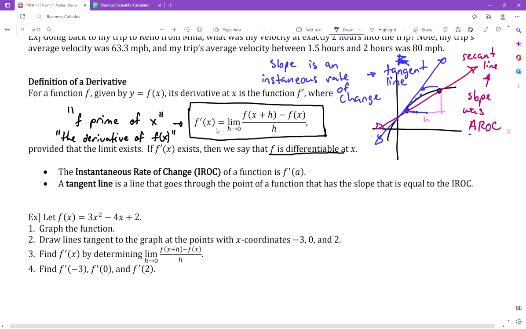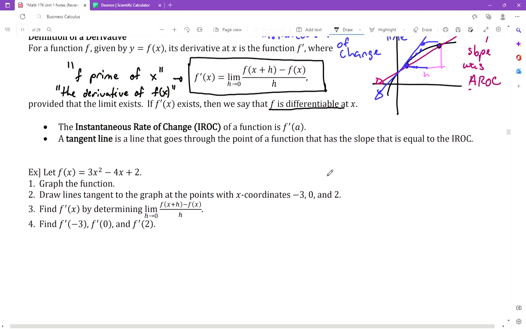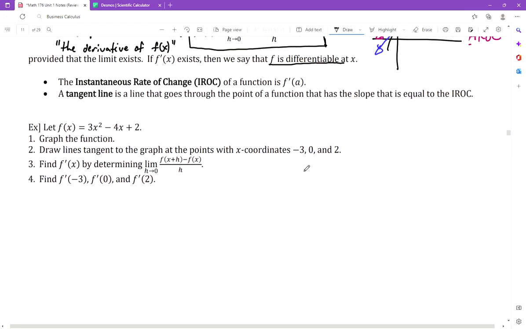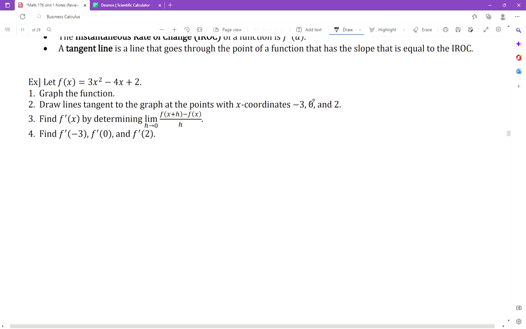All right, so we just talked about instantaneous rate of change. When we plug in a value into x, we would get a numerical value. And then we talked about the tangent line. So let's break this down. Let's see this problem. Here we're just jumping straight to an abstract math function. Let f of x equal 3x squared minus 4x plus 2.